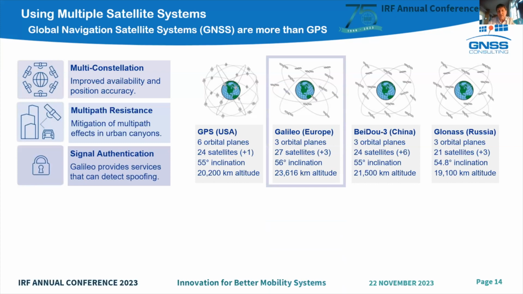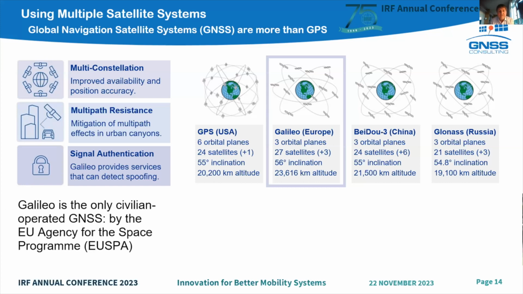Galileo is the only system that uses signal authentication. That means if anyone tries to spoof the signal, and unfortunately that's happening quite often, we hear reports about that in aviation, for example, where someone uses spoofing to, let's say, confuse airplanes about where they are. The same thing applies to tolling and onboard units. You don't necessarily want to pay, so you can try to spoof your signal. It's illegal, of course, but you can still do it and hope that you get away with not paying tolls.